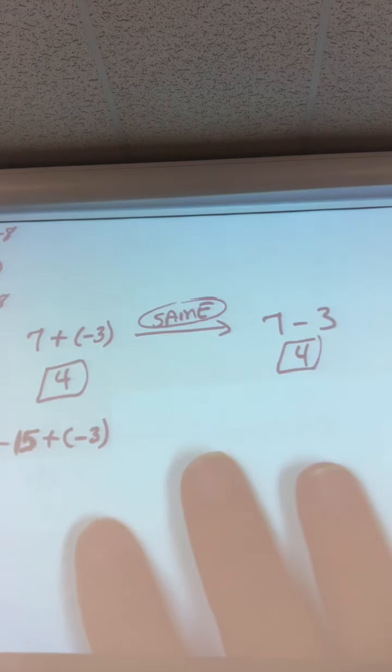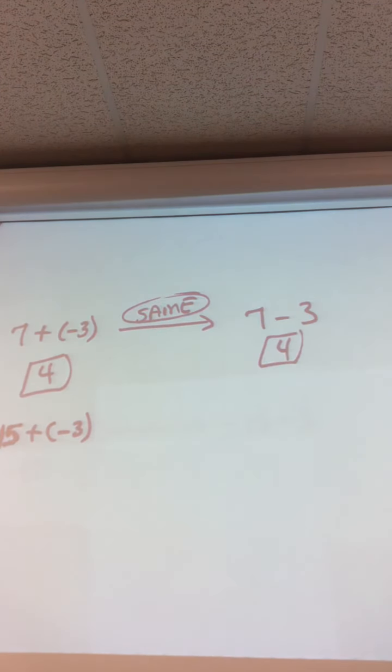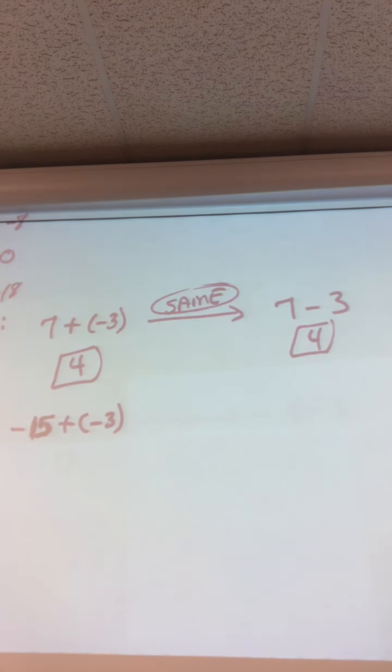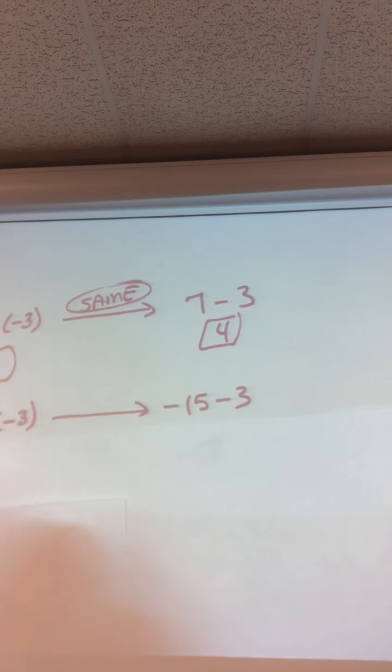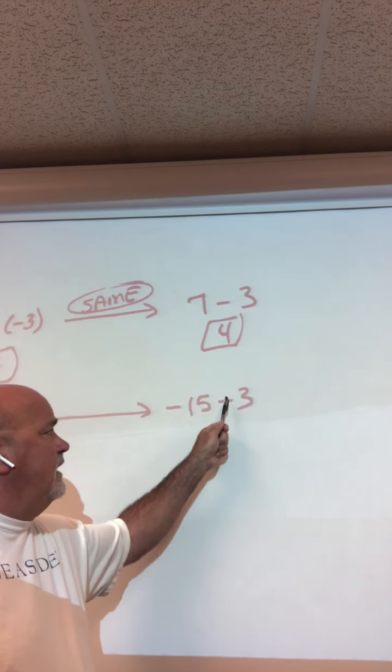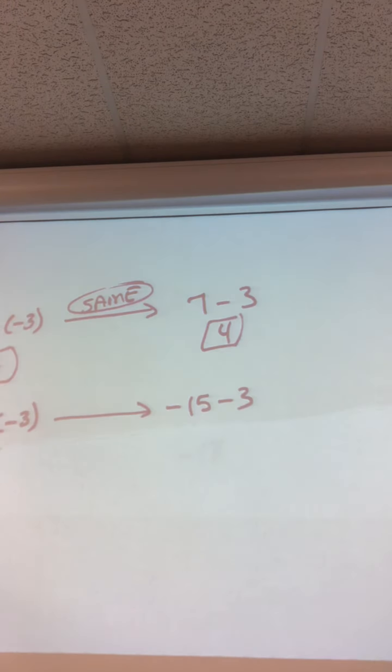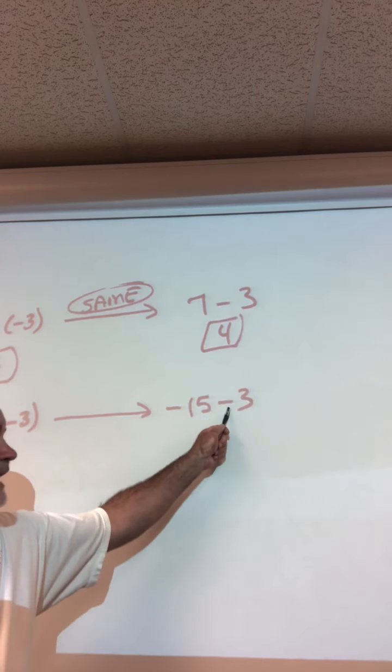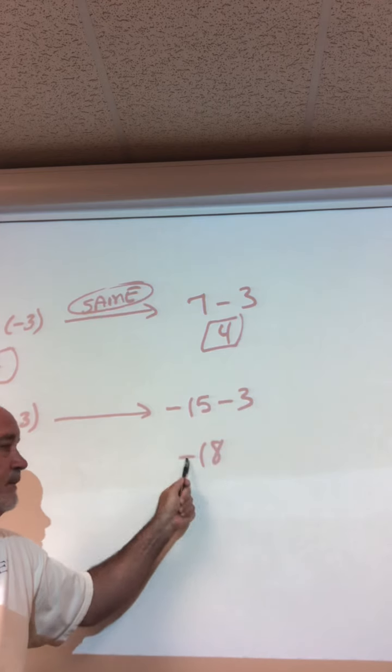So if I'm going to work this problem right here, -15 plus a -3, I would not work this problem from here. What I would do is I would rewrite it this way: -15 minus 3. And then I would work it. So, how do we work this? If you lose 15 and then you lose 3 more after that, what have you done? You've lost 18. Or another way to say that, if the signs are the same, you add the two numbers together and you keep the sign.